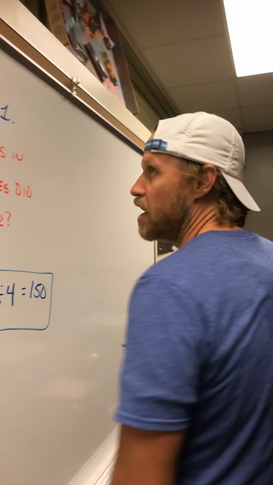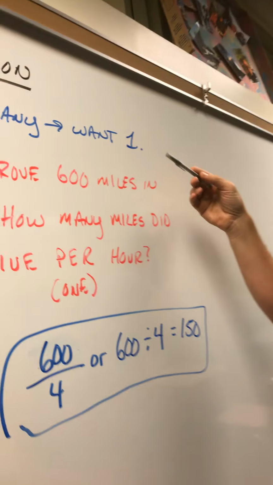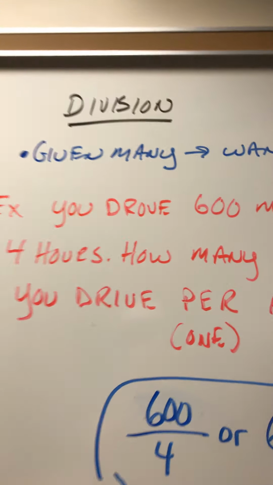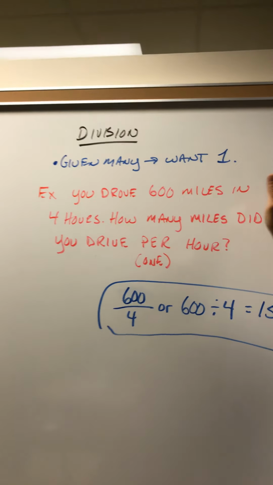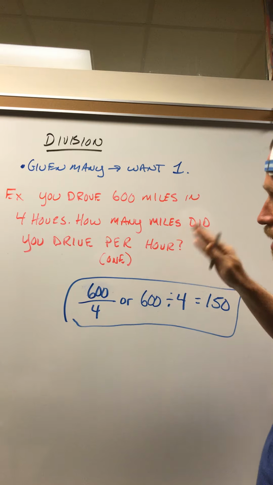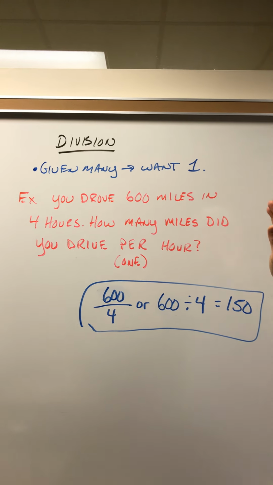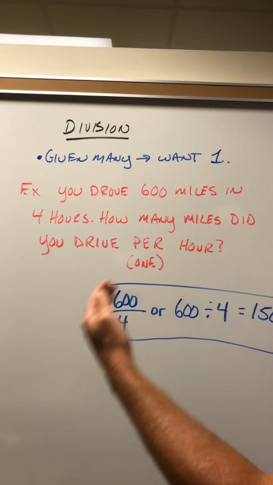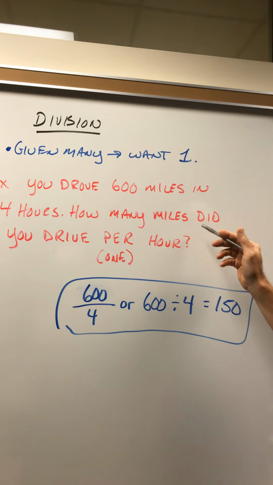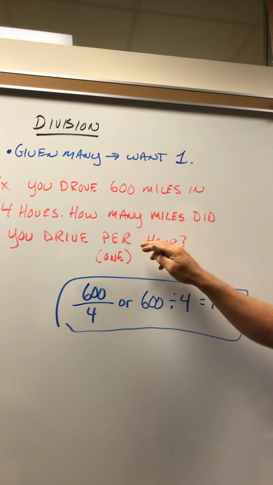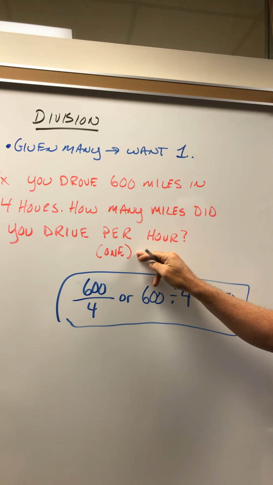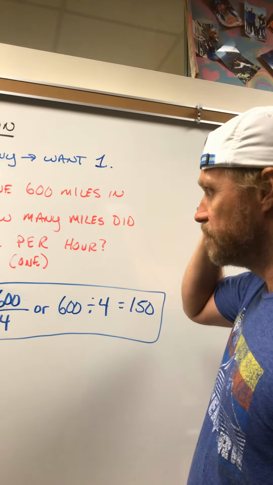All right, a division problem is just the opposite. So a division problem, they give you many, and they want one. So here's an example of a division problem, both with positive numbers. We're not dealing with negatives yet. You'll see a few examples that have negatives. You drove 600 miles in 4 hours. You drove a total distance. They want to know how many miles did you drive per hour. Per is a dead giveaway for 1. In your head, you got to think that is division.